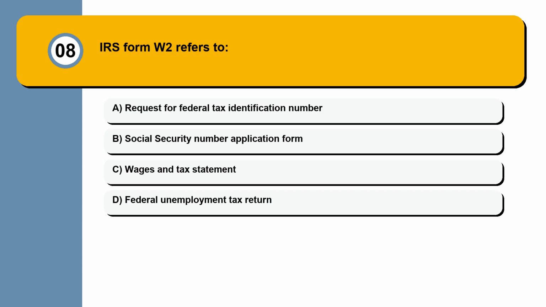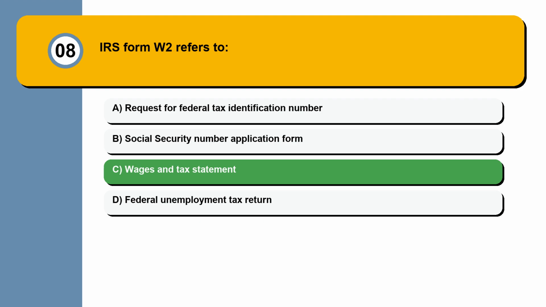Question 8. IRS Form W-2 refers to. Here are your options. Option A, Request for Federal Tax Identification Number. Option B, Social Security Number Application Form. Option C, Wages and Tax Statement. Option D, Federal Unemployment Tax Return. The correct answer is option C, Wages and Tax Statement.